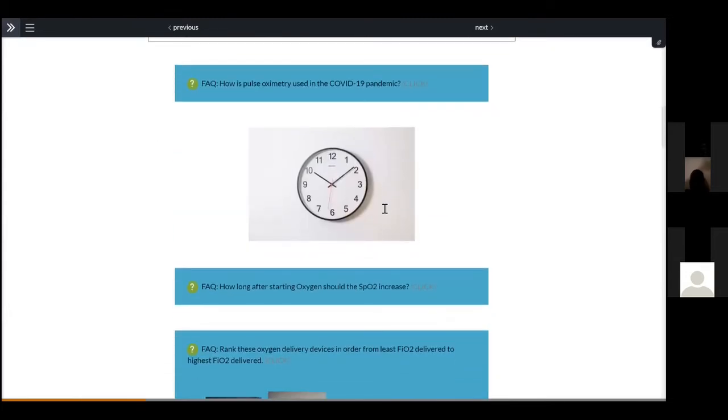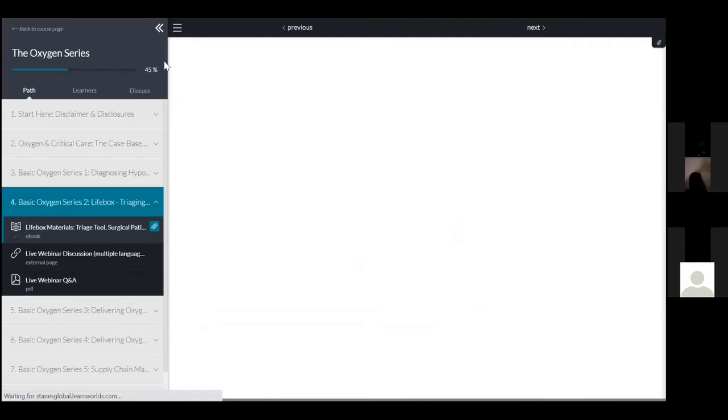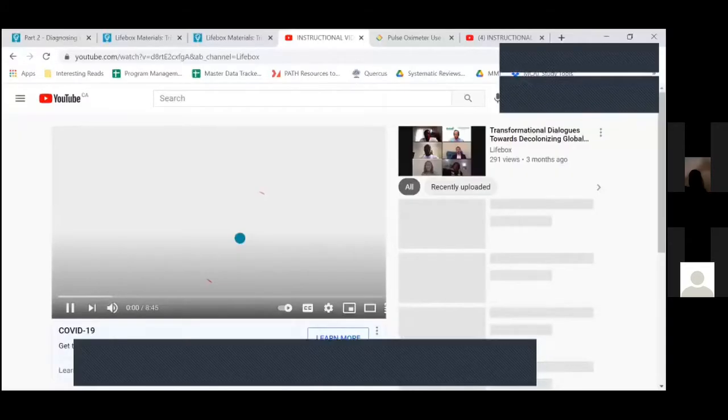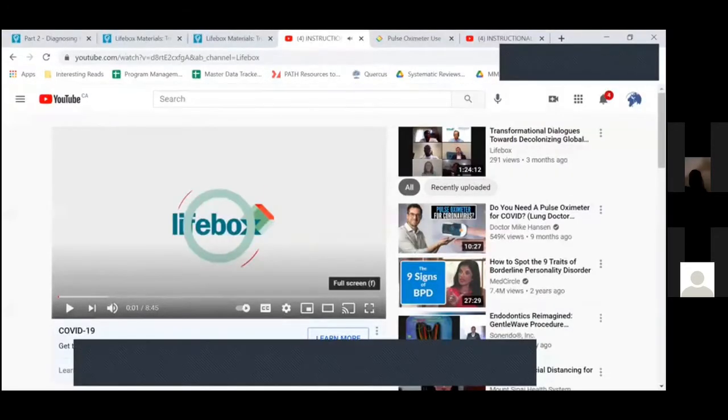How is the pulse oximetry used in the COVID-19 pandemic? So in order to be able to answer that question, we're going to watch a video. It's a long video, but it has all the information we need in order to be able to use the pulse oximetry appropriately, especially for patients with COVID-19. Please pay attention for this important video, and then you can ask any question after the video.